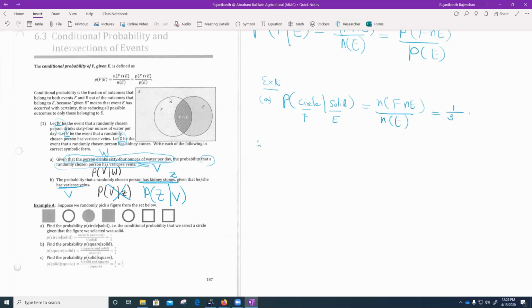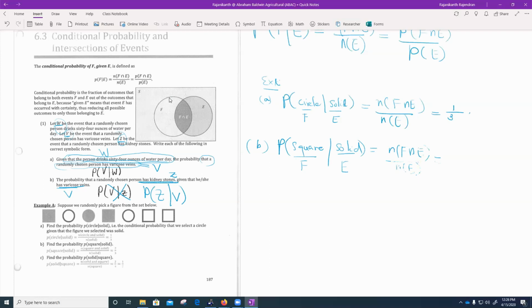Now let's move to part B. Finding the probability of a square object. The given condition is that it is solid. Again, I'm using the same formula. This is F and this is E. So this is n of F intersection E over n of E, right? Now the number of objects in F intersection E.